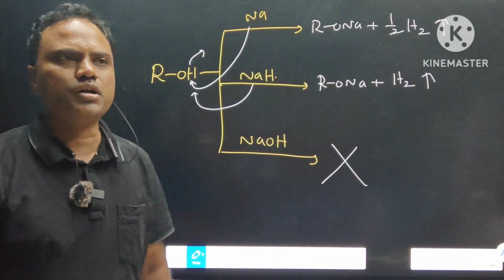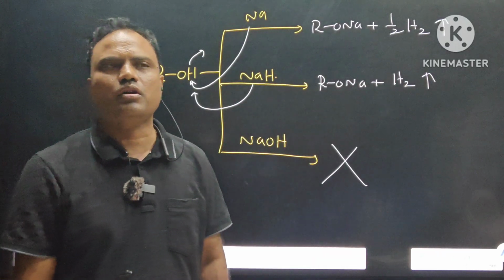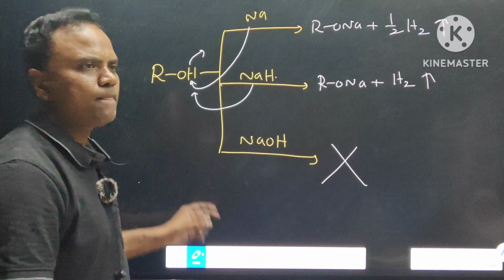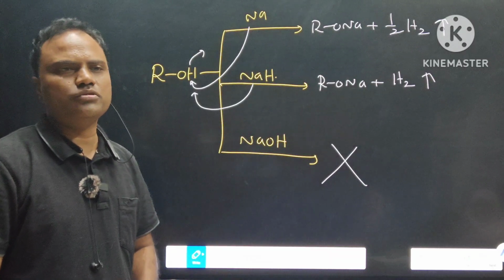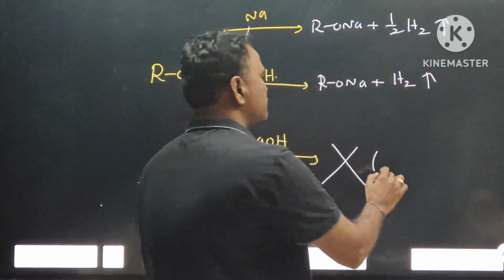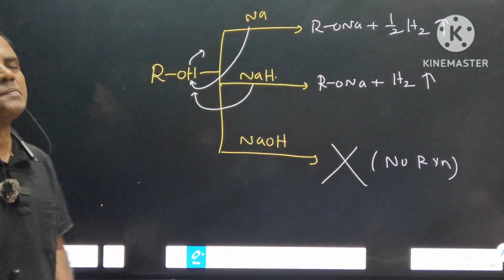There is no reaction according to NCERT. Why is there no reaction between alcohol and sodium hydroxide? Alcohol is a weak acid, sodium hydroxide is a strong base, so there is no reaction. Right. No reaction.